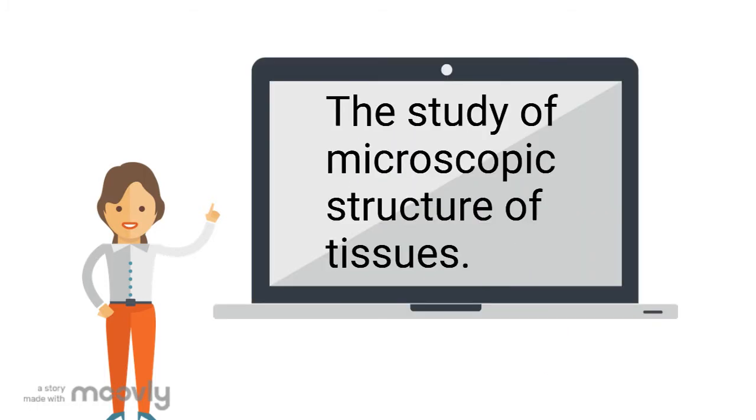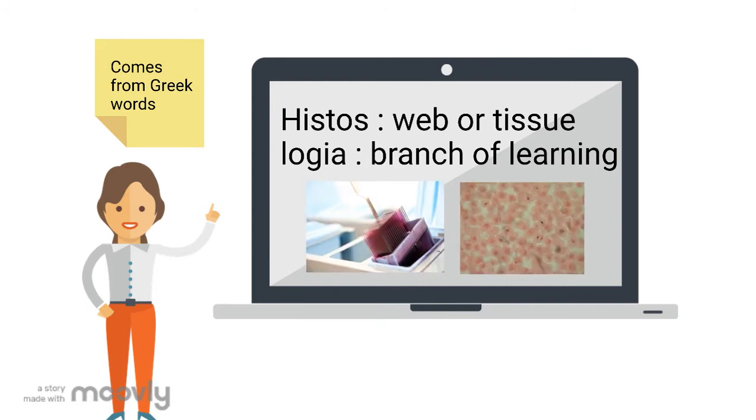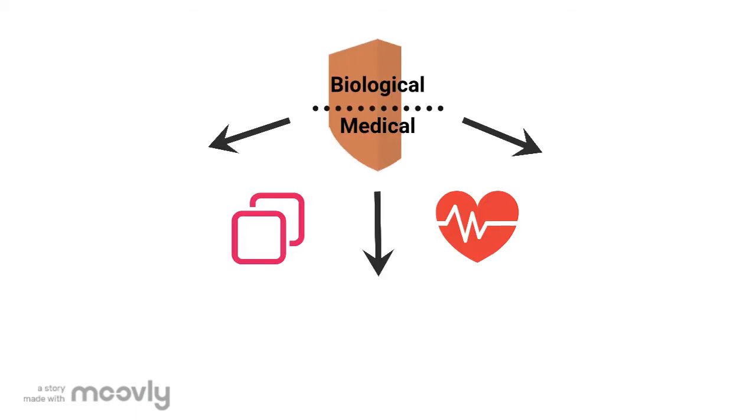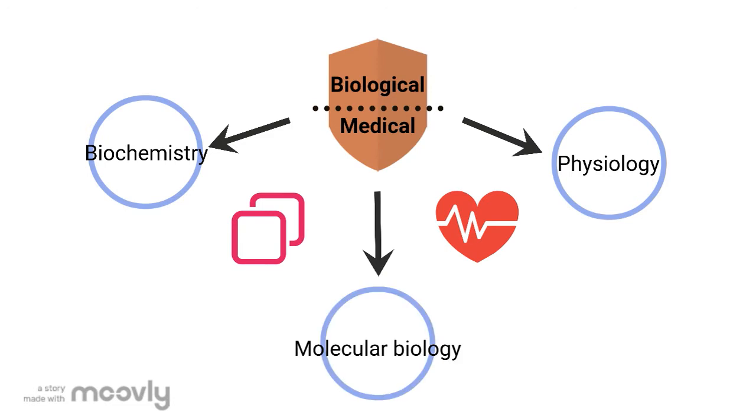Histology means the study of microscopic structure of biological tissues. The word comes from Greek words, histos meaning web or tissue, while logia means branch of learning. For your information, histology is central to biological and medical science since it stands at the crossroad between biochemistry, physiology, and microbiology.